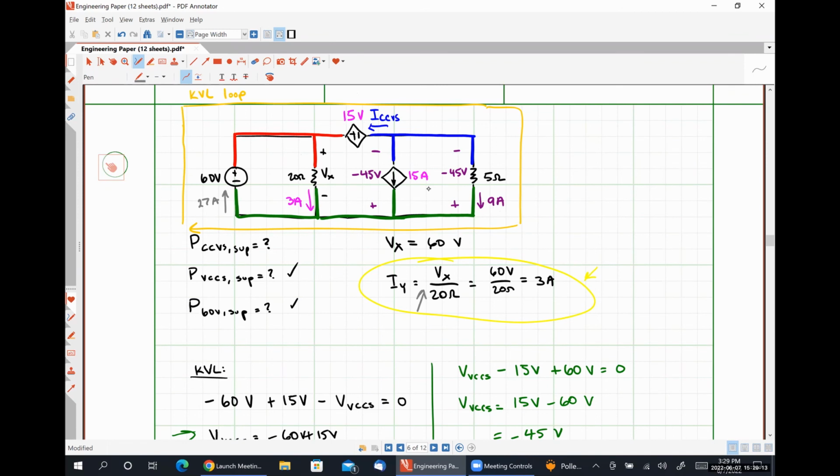So what I mean by that specifically is we could apply Kirchhoff's current law at the red node, and we would find that that ICCVS is the only unknown quantity, or we could apply Kirchhoff's current law at the blue node. And again, ICCVS is the only unknown quantity. So pick a node, red or blue, and then tell me which Kirchhoff's current law formulation you'd like to apply.